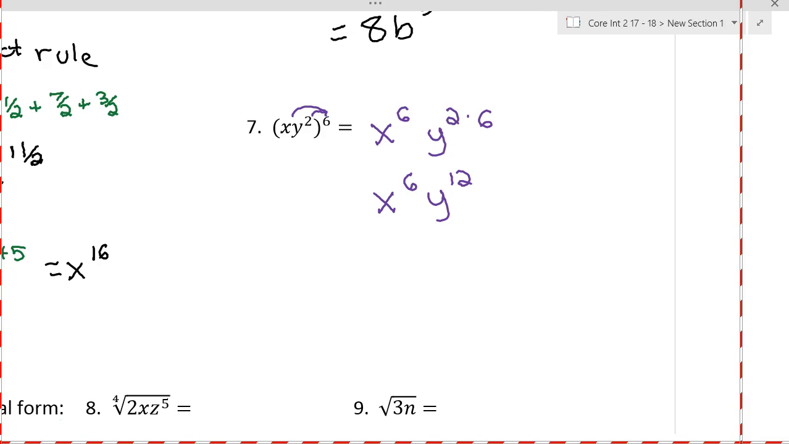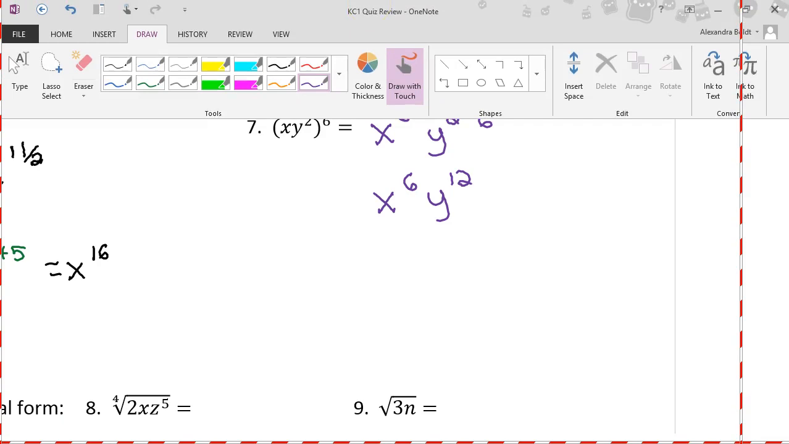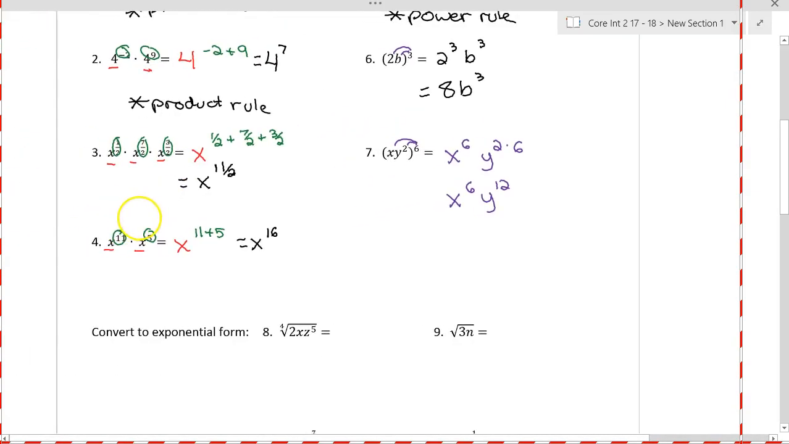So again, remember the big things are product rule, multiplying is adding exponents, and power rule is multiplying exponents. Those are the two big things for target A.